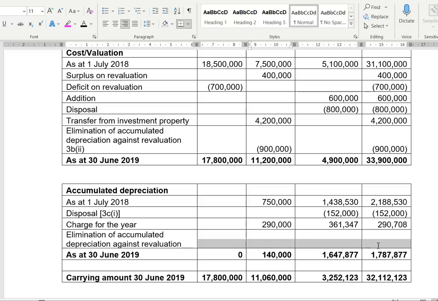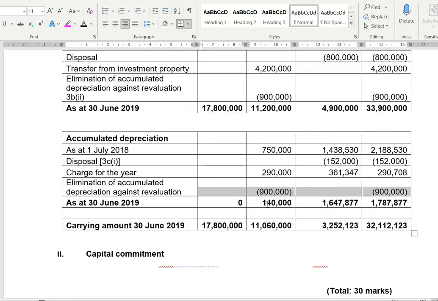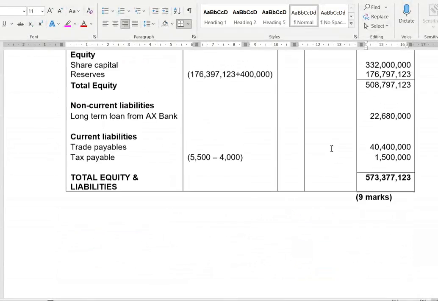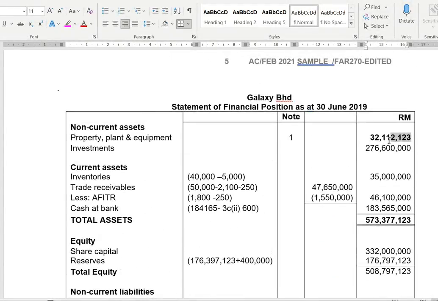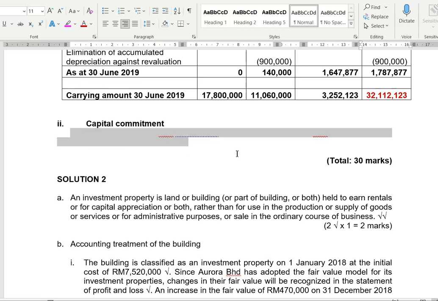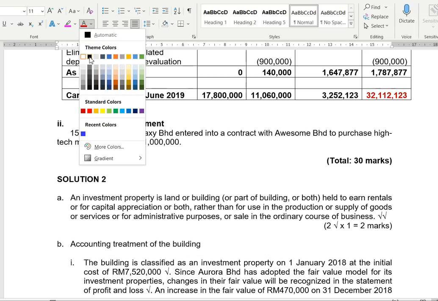Elimination is the same thing that you eliminated earlier, 900,000. Then you have the total for the accumulated depreciation at the end of the year. You have the total for the carrying amount, and this is the amount that will be transferred here, or has been transferred, and the breakdown is in the schedule. The last item is just to copy the capital commitment information.